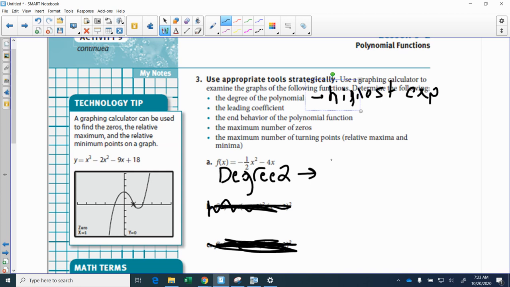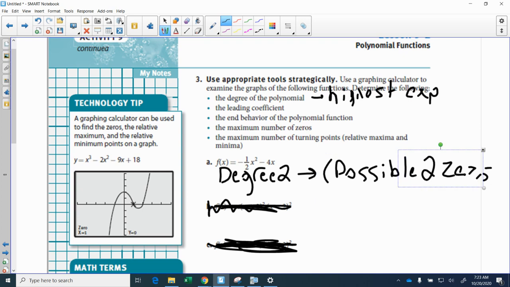I could have a possible 2 zeros, okay? That is a key statement, okay? Possible 2 zeros, because when I'm actually solving these problems out, I want to know how many total times I can cross the x-axis. I shouldn't have 3 x values or 3 x coordinates on an x squared function, okay? So that's kind of an important first step, okay?